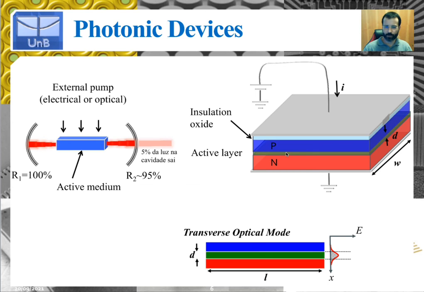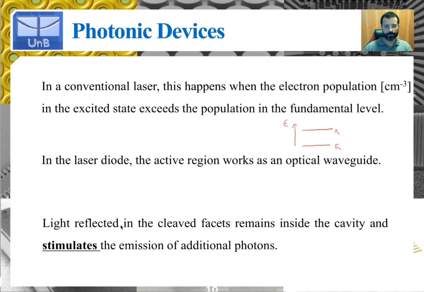So this mode, we can illustrate this mode here. This is the electric field profile of the transverse mode, and it will propagate back and forth, guided by the active layer, basically. So the light reflected in the cleaved facets on either end, on either side, remains inside the cavity and stimulates the emission of additional photons, as we've discussed.